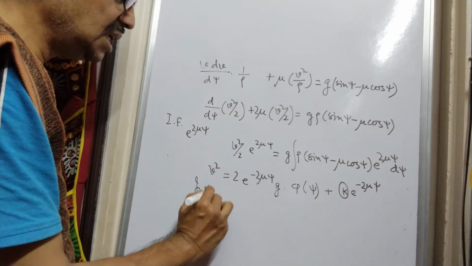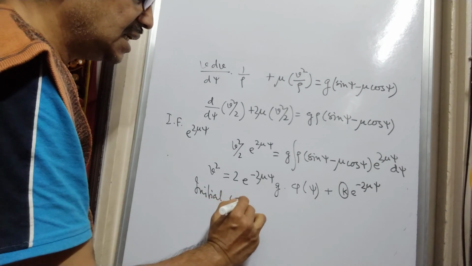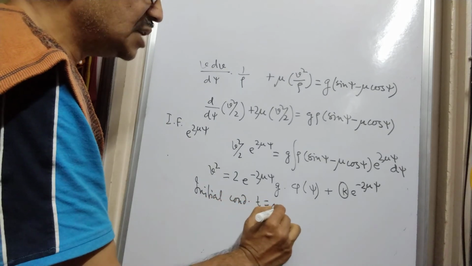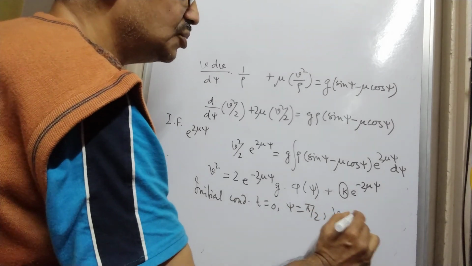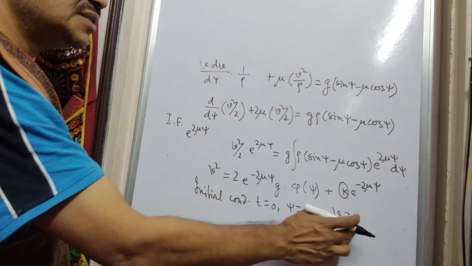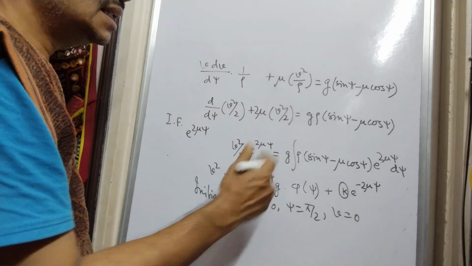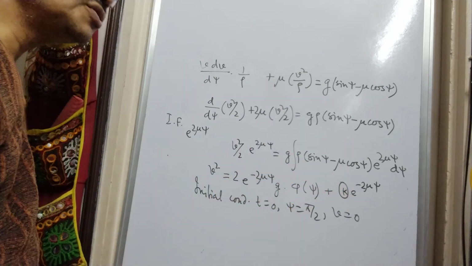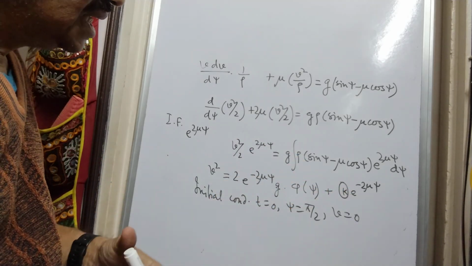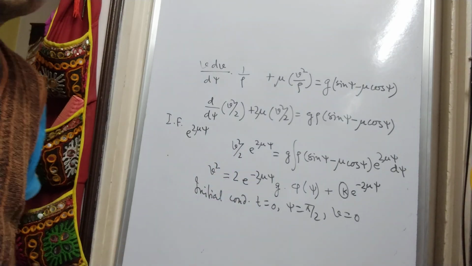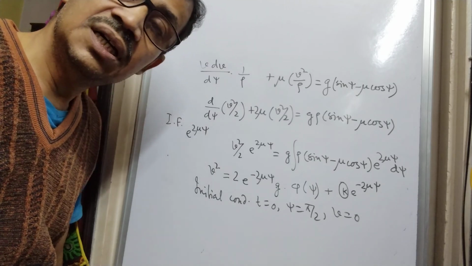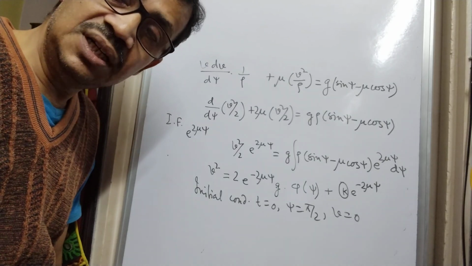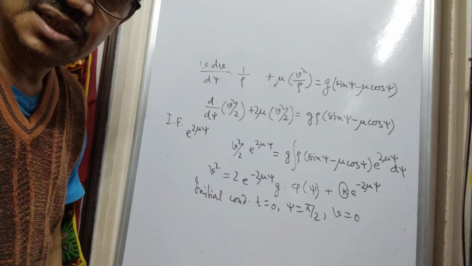Which is the initial condition? The initial condition is that at time t equal to 0, we have psi equal to pi by 2 and v equal to 0. So you put these values here and get the respective value of the constant of integration, and that is how we get the expression of velocity in case of constrained motion moving downwards under gravity.